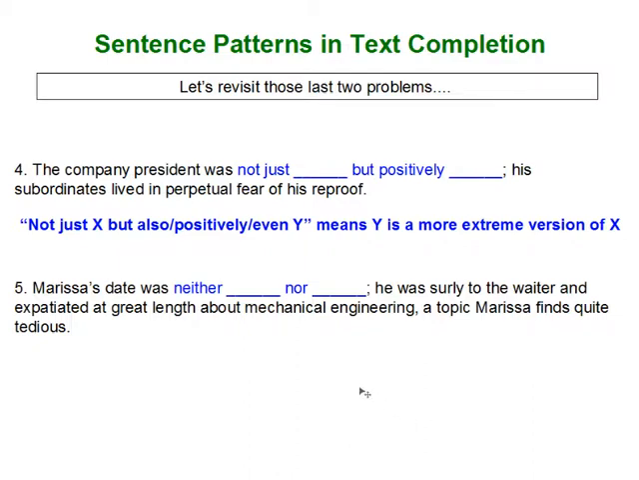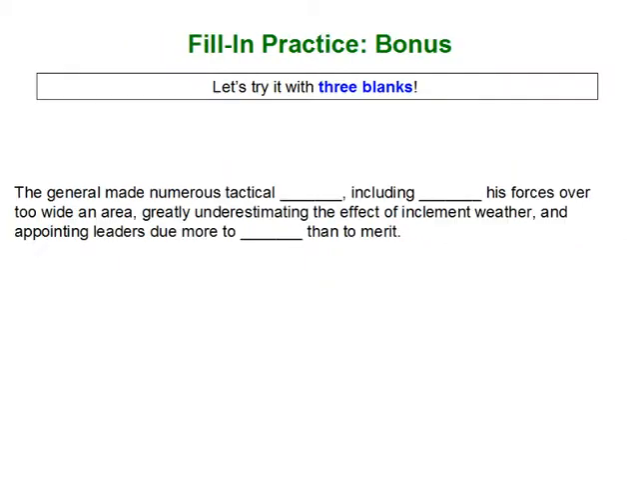And in the neither nor in this 2-part list, we need to keep them in the same order. So neither X, Y, because he was surly, nor Y. Well, why that? Because she found it tedious. So we can use the structure of the sentence to help us make informed choices for the fill-ins, help us to better understand them. Okay, let's look at filling in when there are 3 blanks.